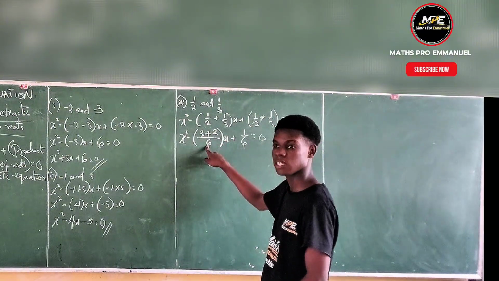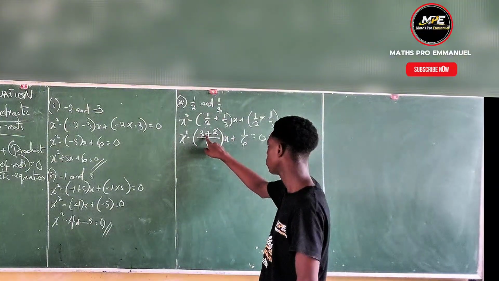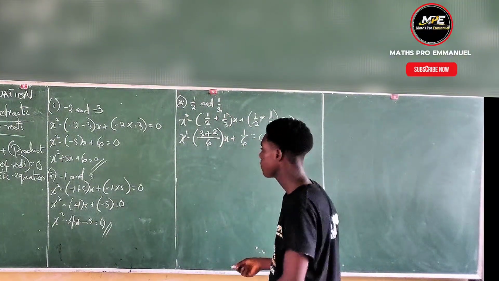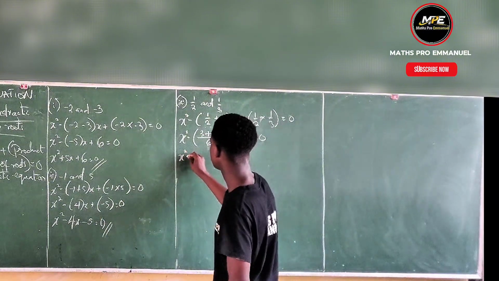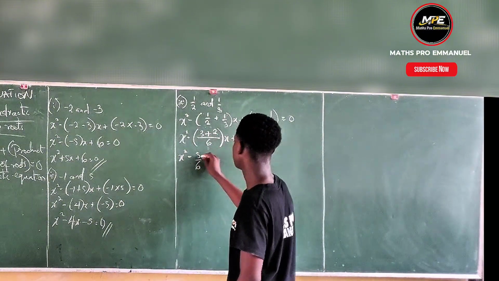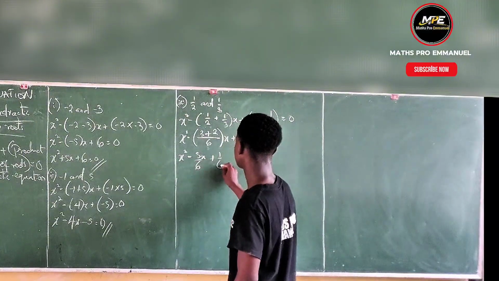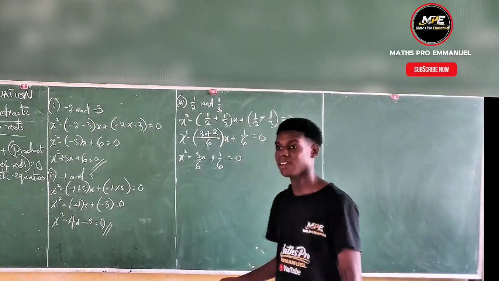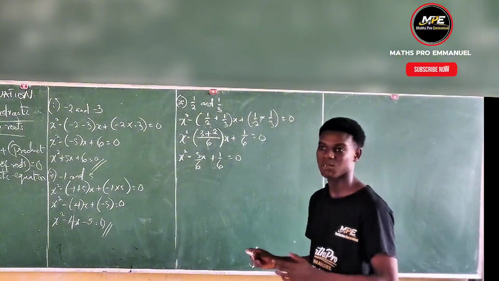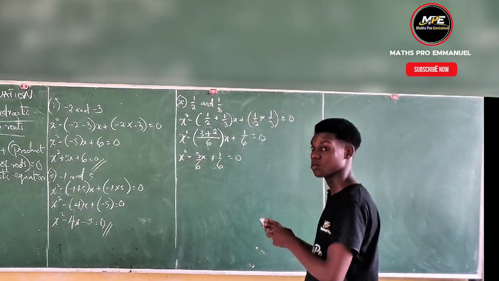2 going into 6 is 3 times, 3 times 1 is 3, plus 3 going into 6 is 2 times, 2 times 1 is 2. That's it. So now I have x squared minus this plus this is 5 all over 6, times x, then plus 1 over 6 equal to 0. Now you see, you're not supposed to stop here, because this is not a standard quadratic equation.